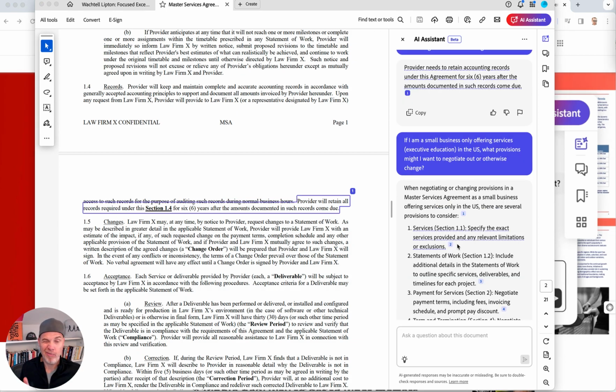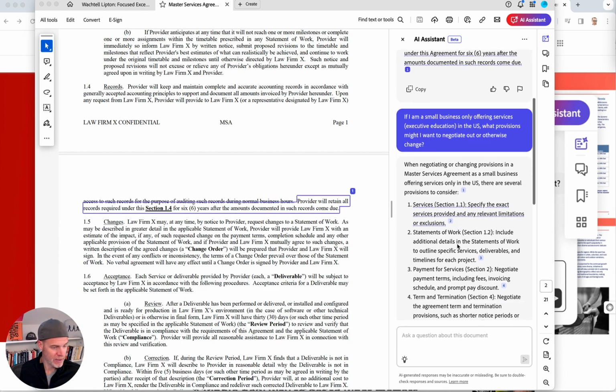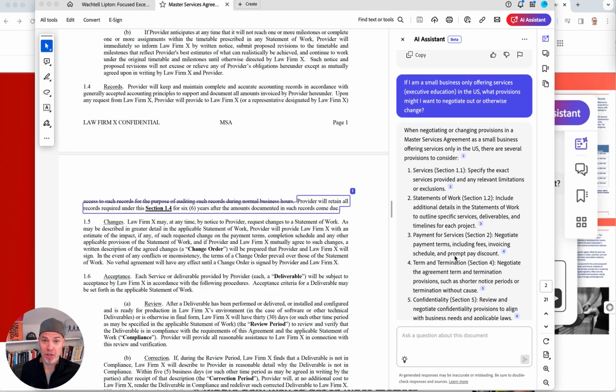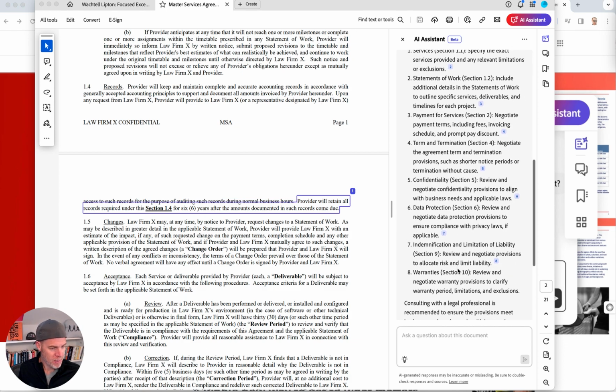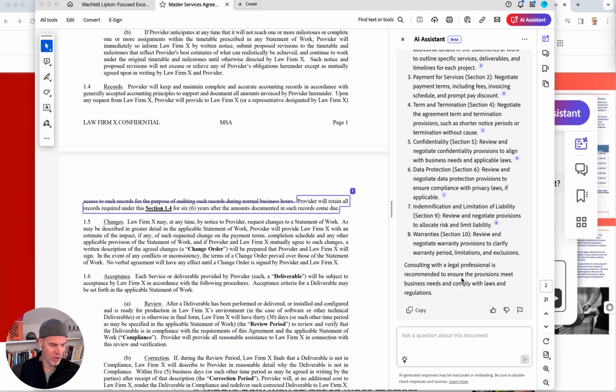Okay, as expected, very unhelpful. It's basically going through every section and telling me, well, negotiate it as a small business. Thank you. It's not giving me any specifics. And of course, it says consulting with a legal professional is recommended. I'm going to try to force it here a bit. I know we're running long at 8 minutes at this point, but I think it's worth it.